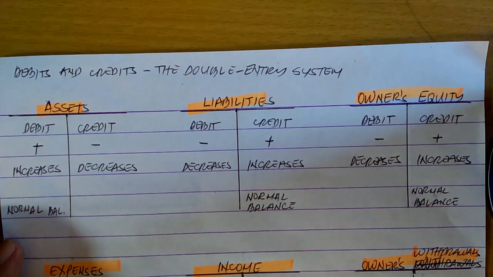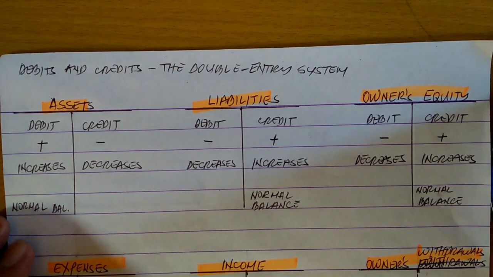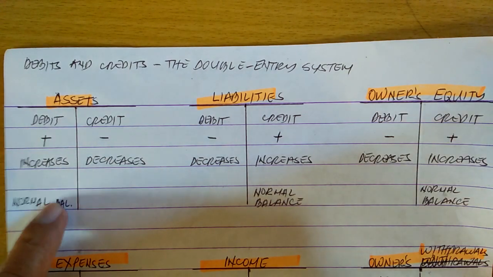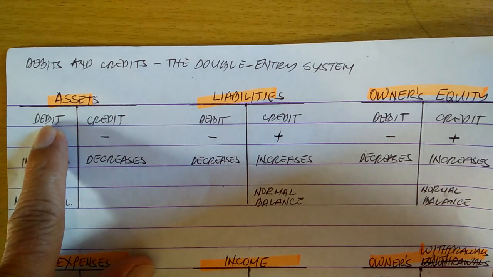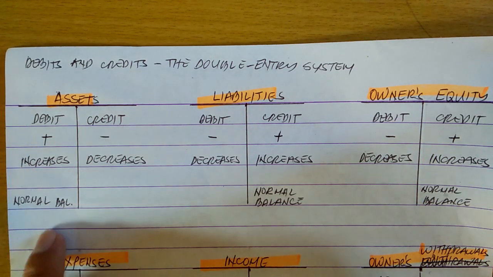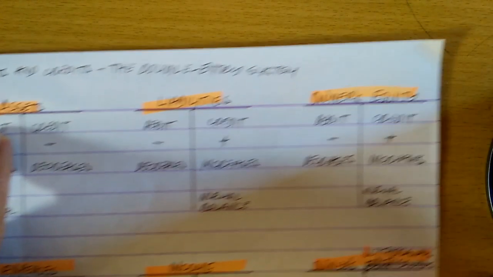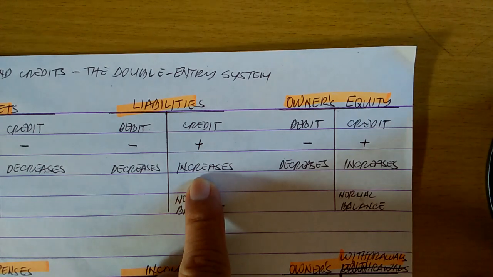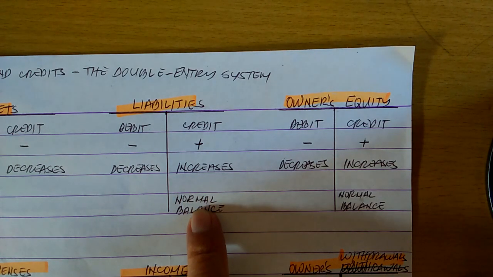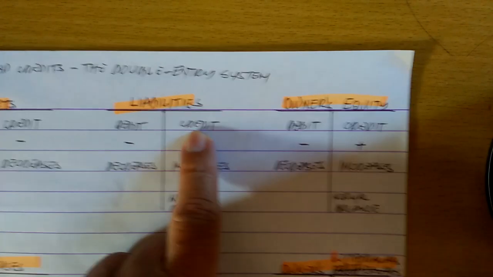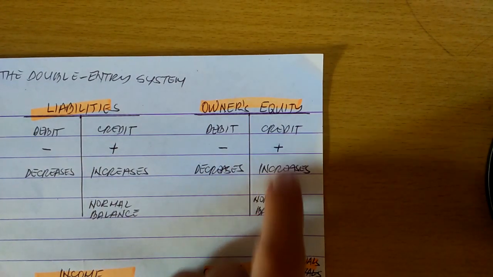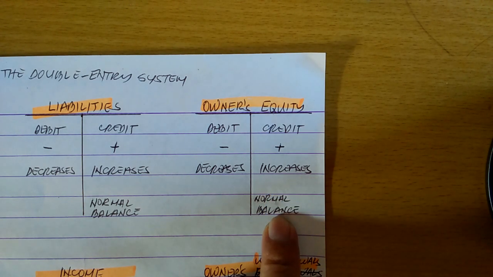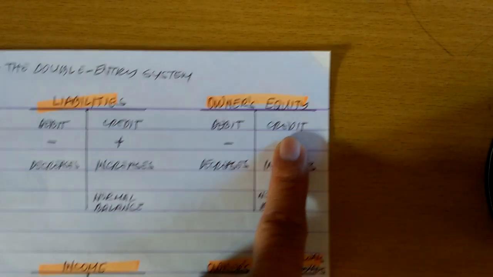Okay. Debits and credits, the double entry system. Assets: increase in asset, normal balance of asset, debit. Liabilities: increases in liabilities, normal balance of liabilities, credit. Owner's equity: increases in owner's equity, normal balance of owner's equity, credit.